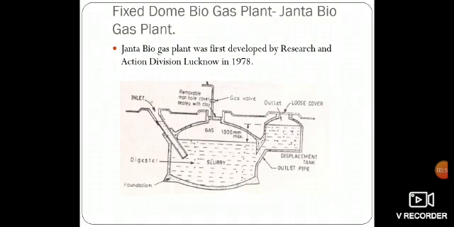First of all, we'll understand the Janta biogas plant. The Janta biogas plant was first developed by the Research and Action Division, Lucknow in 1978. The diagram shows the Janta biogas plant, indicating the inlet and outlet walls, the digester, the dome portion, the gas chamber and the gas wall.